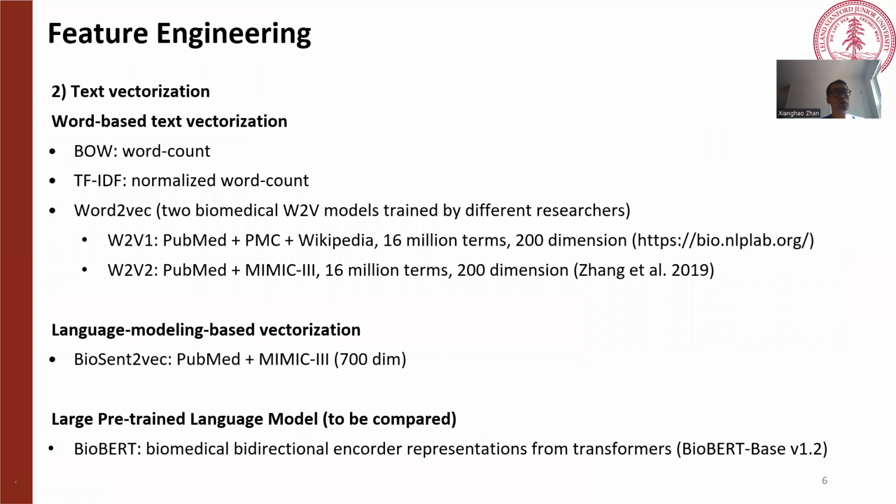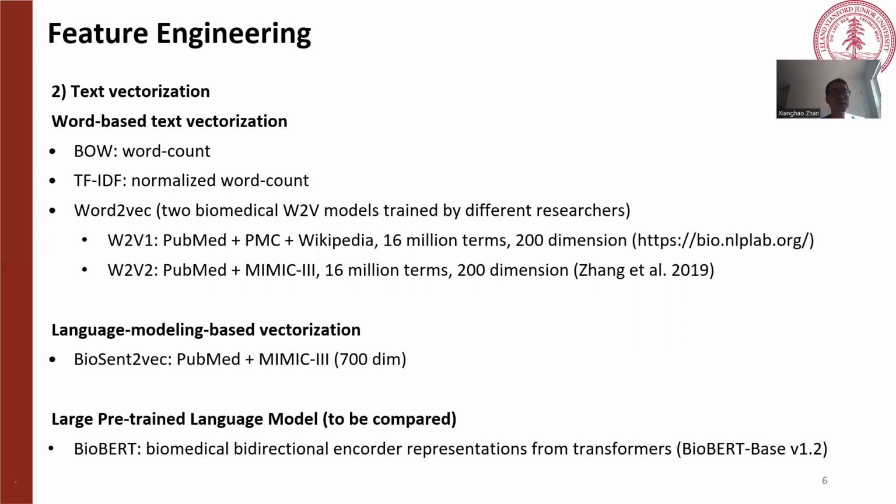The next step is text vectorization, to vectorize the text into embeddings, numerical vectors that we could use to build machine learning and deep learning models. Here we use different types of vectorization approaches. The first one is the simplest type of word-based text vectorization, the bag of words. It simply counts the frequency of the words appearing in a document and uses that as the feature.